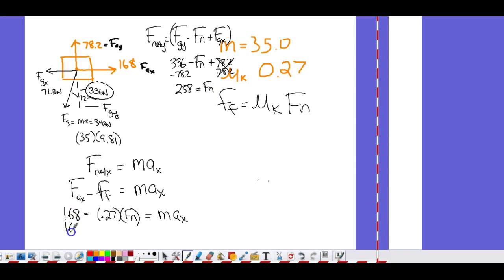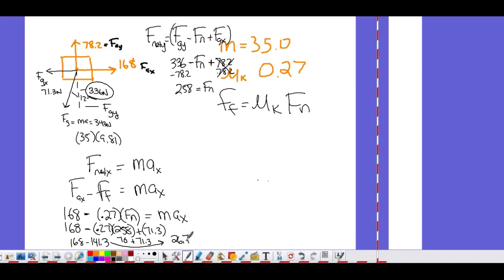So now we have this. We can keep going: 168 minus 0.27 times 258, and then we have to add the force from gravity, which is 71.3. Let's do the math. 0.27 times 258 gives us 69.66. We'll just make it 70 plus 71.3. That's going to give us 141.3. So it's going to be 168 minus 141.3. The final answer: 168 minus 141.3 gives us 26.7.